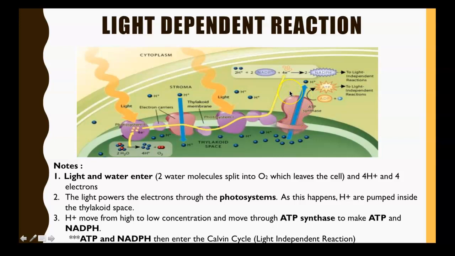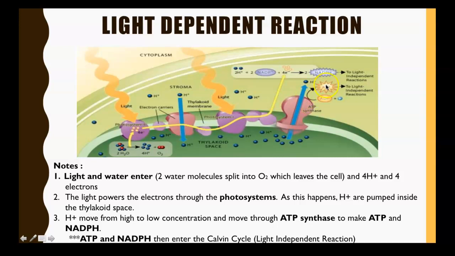and what they're going to do is act as a rotor and turn. And as they turn, they're going to take an ADP molecule and attach a phosphate group to ADP to make ATP. And again, what initiates that process is these hydrogen ions moving through ATP synthase.